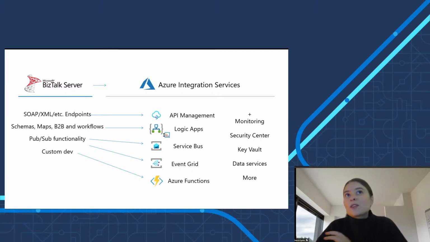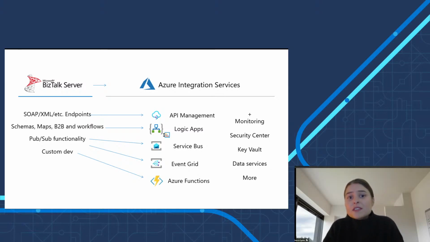Schemas, maps, and B2B workflows all go across into Logic Apps and integration accounts. Your pub sub functionality is modernized and simplified with Event Grid and Service Bus for your traditional messaging patterns, and Event Grid for your lighter weight real-time application development. And of course, custom dev can be refactored to move across into serverless Azure Functions.